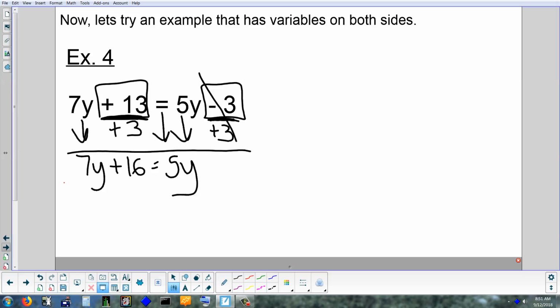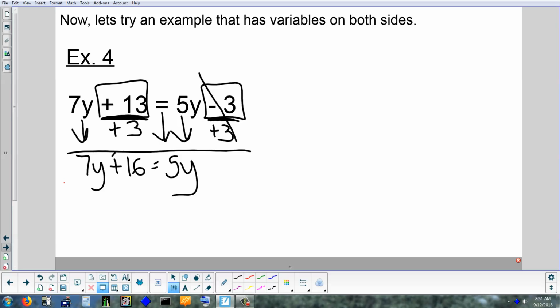Now, sometimes when I get to this step, I say to myself, which one of those terms is not like the 2 others? Matt? The 16. Why is it not like the 2 others, Matt? Because it doesn't have a variable. Again, it doesn't have a variable.